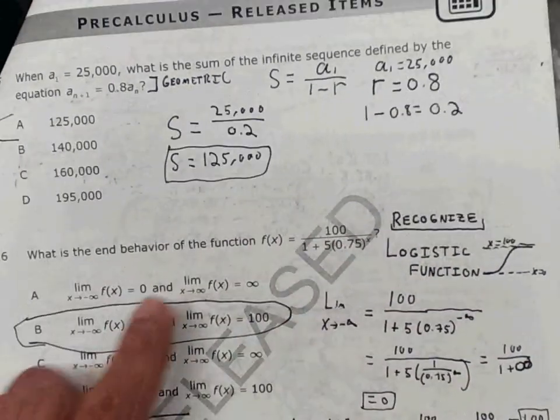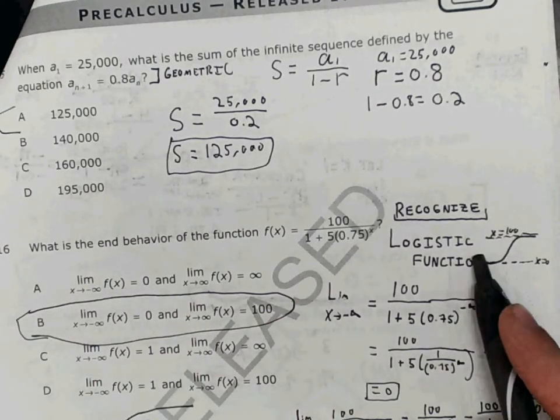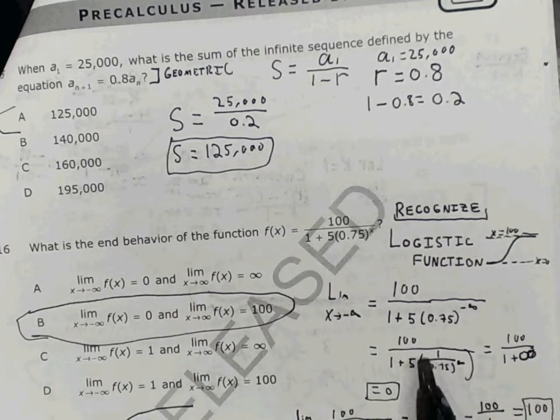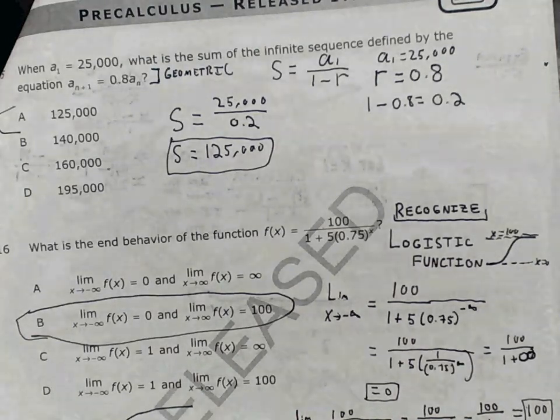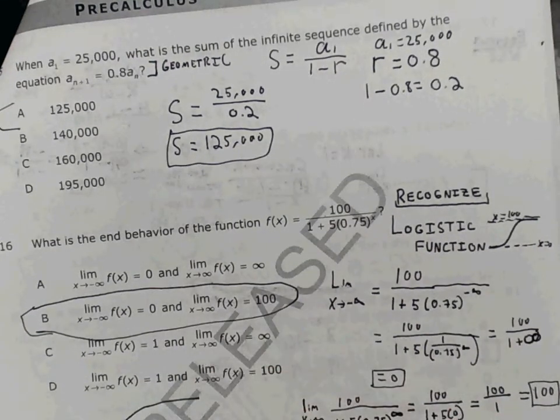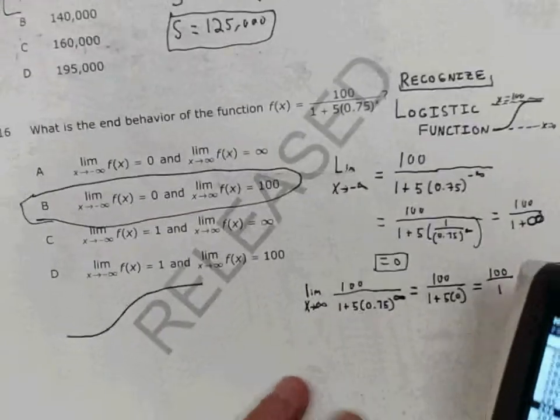That gives you 3 ways to do this problem: intuitively know the logistic function, intuitively plug in infinity, even though that's not technically mathematically correct, and use your calculator to evaluate the limit. That's 16.